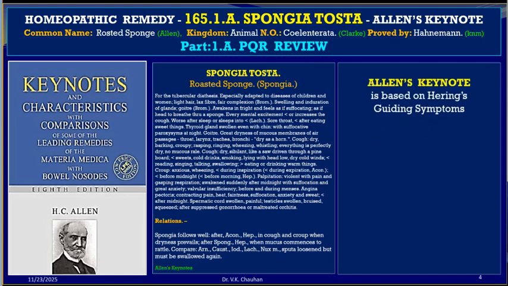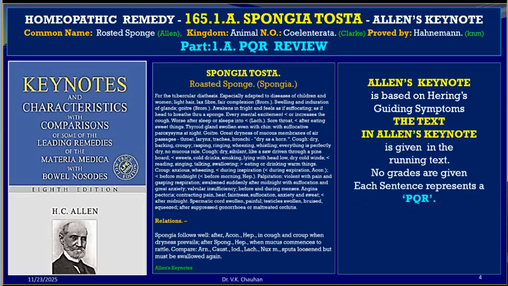Allen's keynote, as again I am going to remind you, is the text which is based on Hering's guiding symptoms. This is the source book for it. The text in Allen's keynote is given in running text. No grades are given. However, please remember that Hering has given 4 grades to the symptoms. And in Allen's, each sentence represents a PQR, and this PQR may not necessarily be the first grade representation which you will find in Hering's guiding symptoms. It can be a 4th grade symptom also.